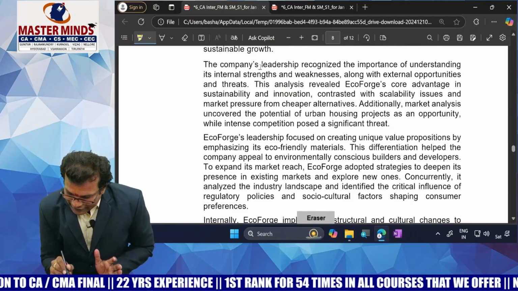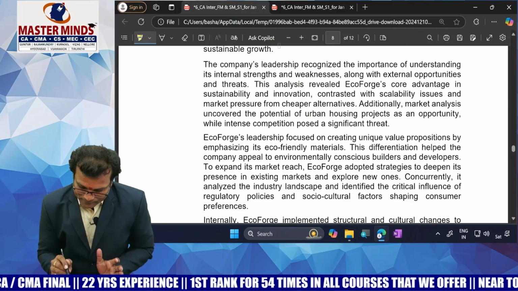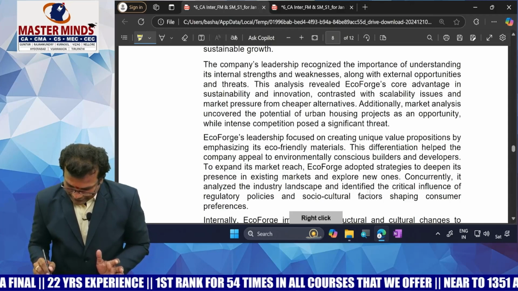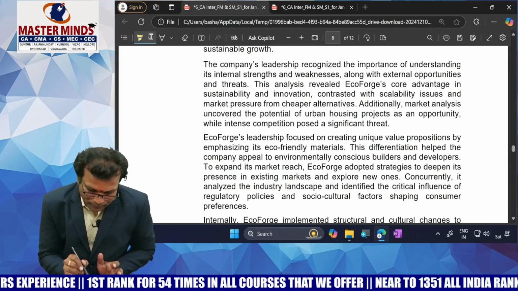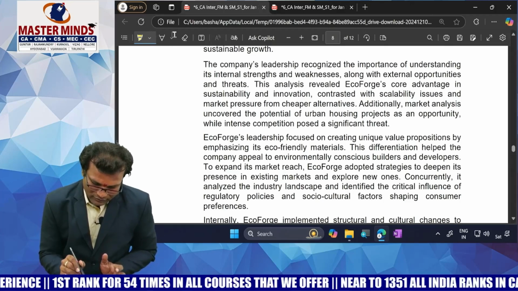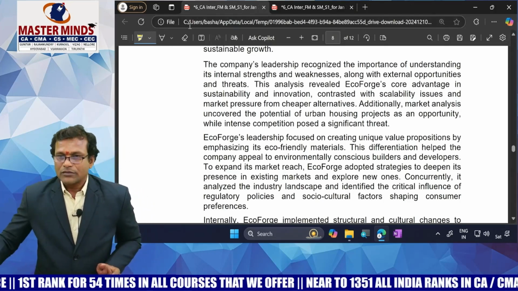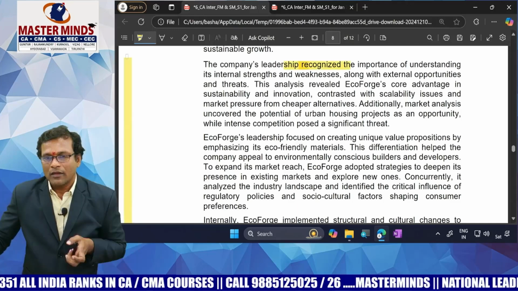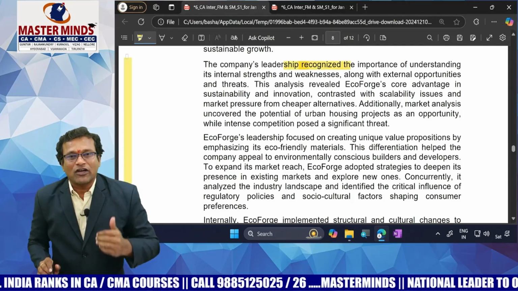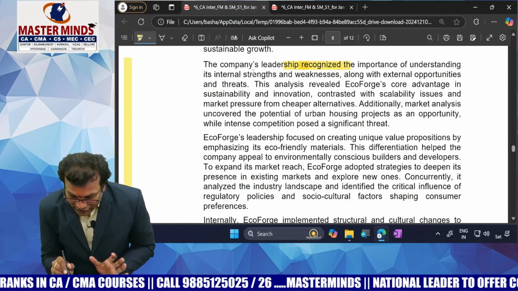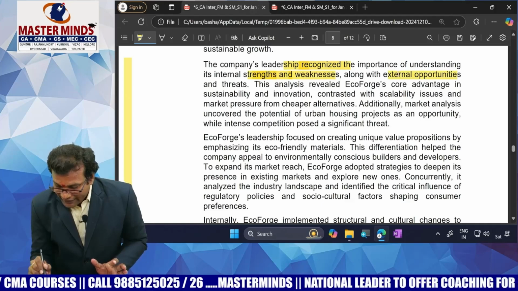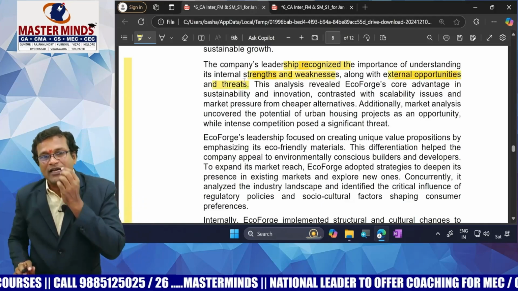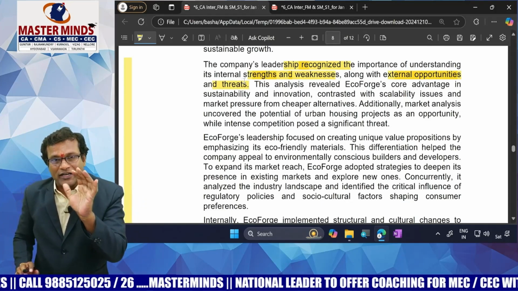Now look at the second paragraph. The company's leadership recognizes the importance of understanding its internal strengths and weaknesses, along with identifying opportunities and threats. Means they have recognized the need to perform SWOT analysis.